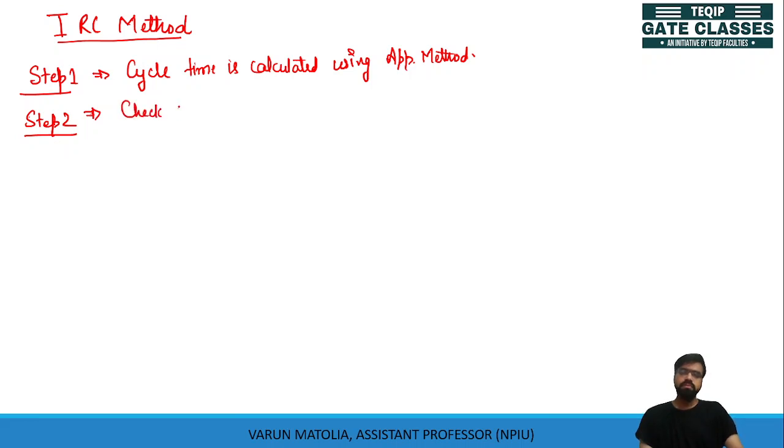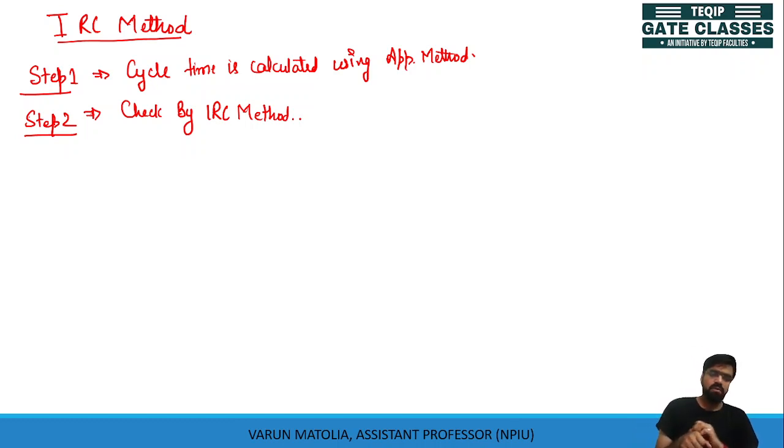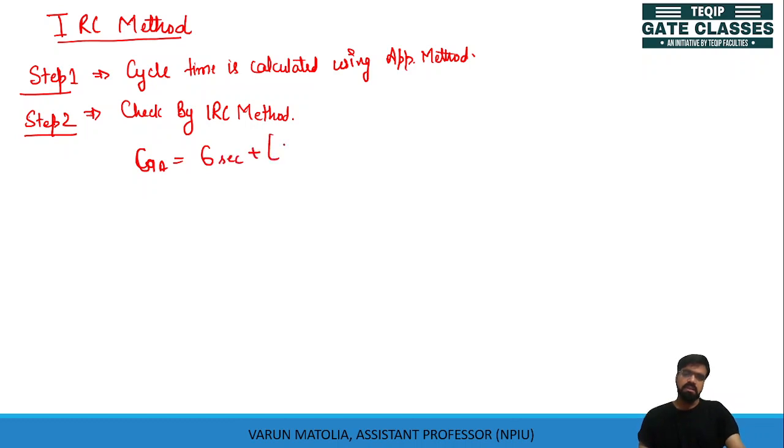by the IRC method. So what check does it apply? The check given by IRC is that the green time for any direction should be equal to 6 seconds plus (X minus 1) into 2, where X means the number of vehicles passing through that section, let us say A. What this check is, let us discuss.